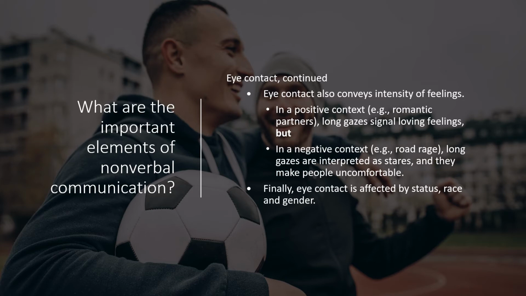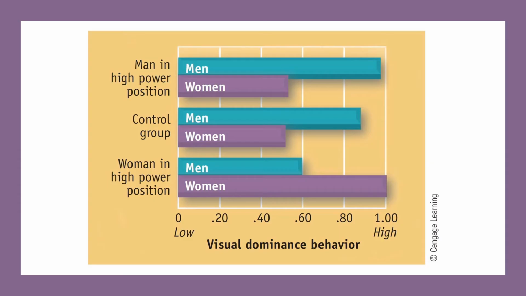Eye contact is also, as I mentioned a moment ago, affected by status. It's also affected by race and gender. Please take a look at this diagram in your textbook so that you can gain a greater understanding of the gender differences in visual dominance behavior.